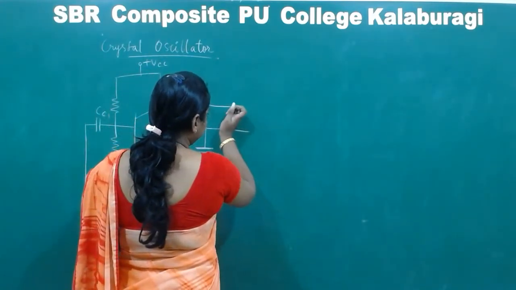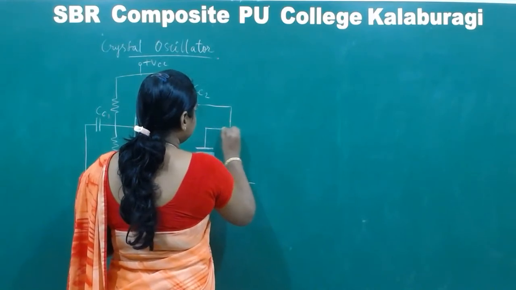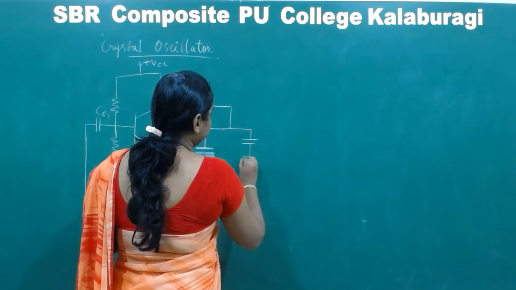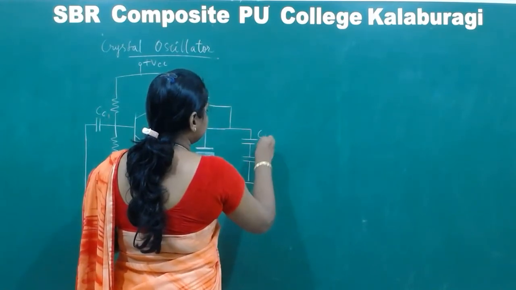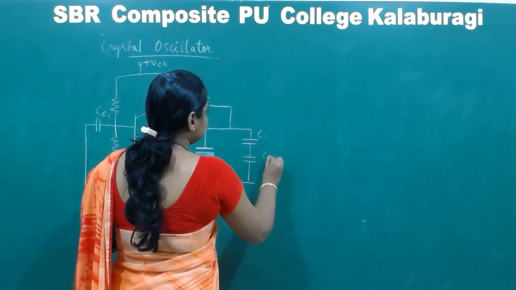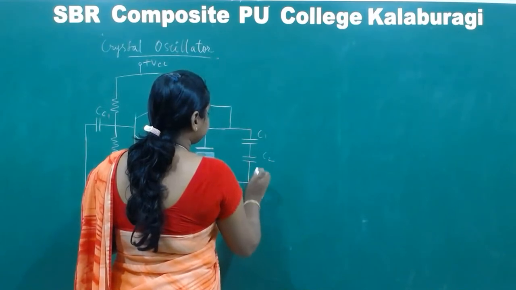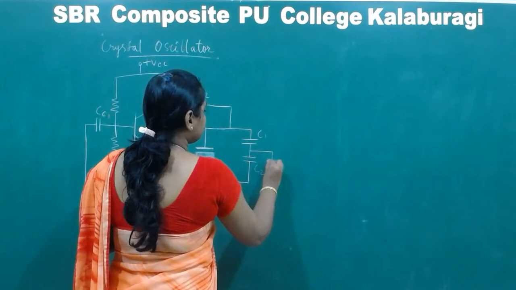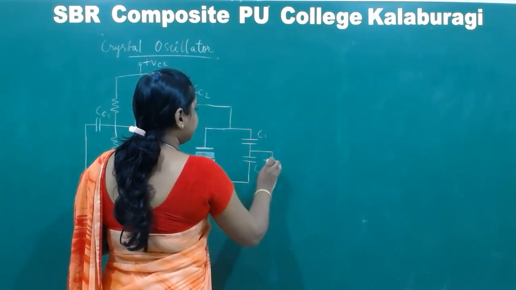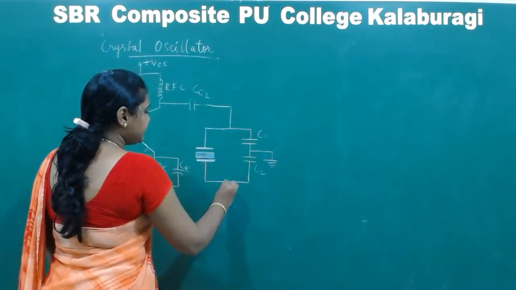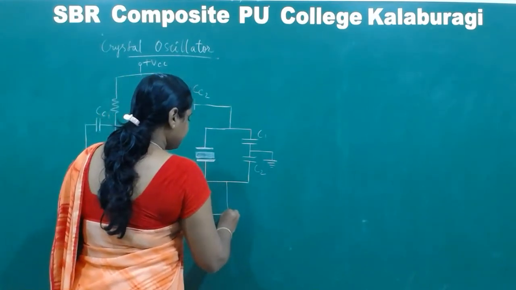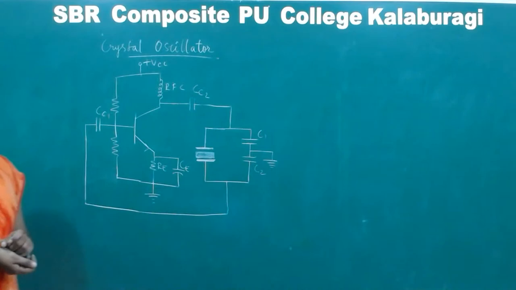Followed by two capacitors connected on the other side of the circuit, giving them as C1 and C2, grounded in the middle. Feedback is taken from this frequency determining circuit.